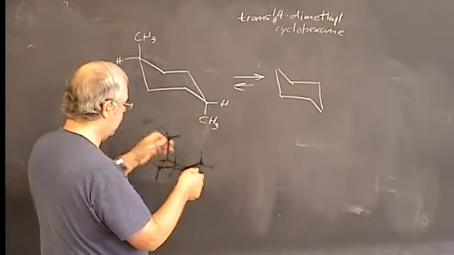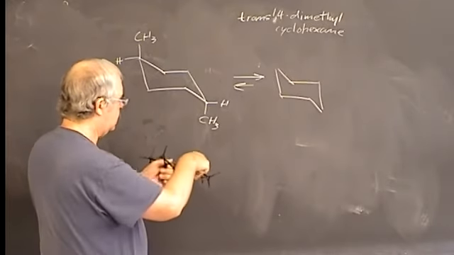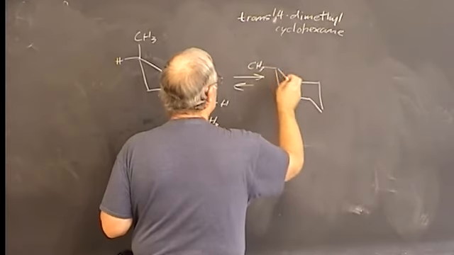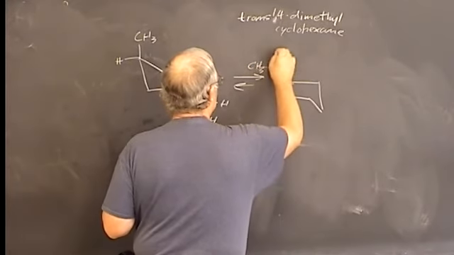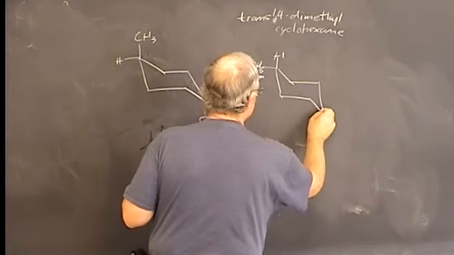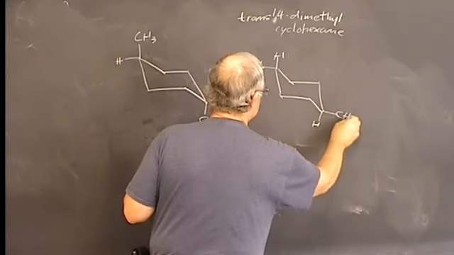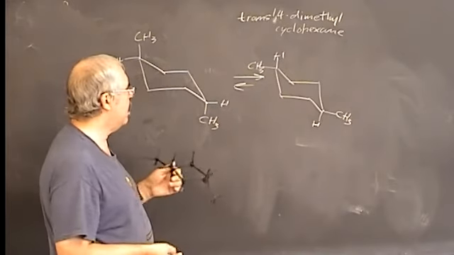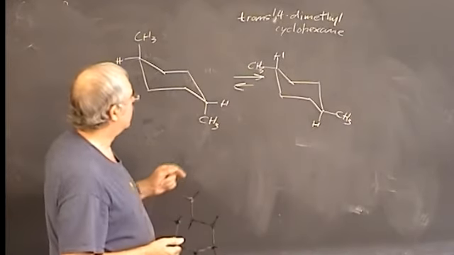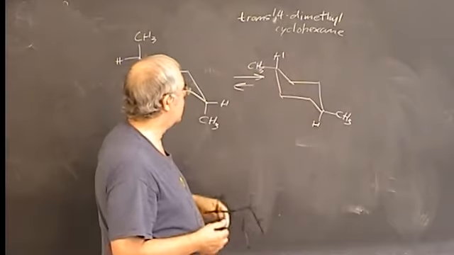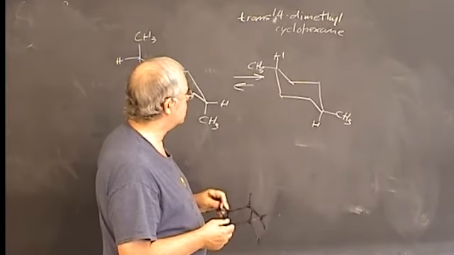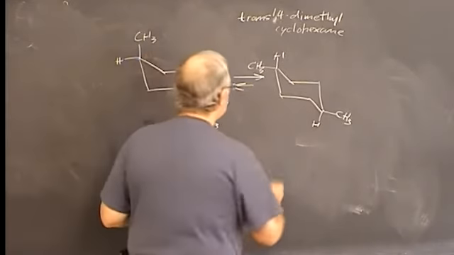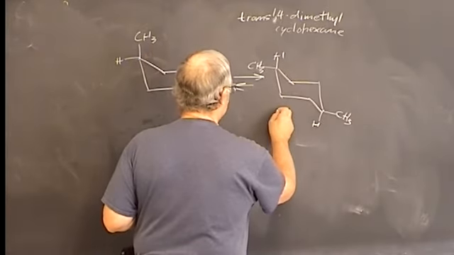Okay, if we do the ring flip, these now both become equatorial. Okay, it's still trans because I haven't broken or reformed any bonds. If you compare the hydrogens, I think it's more evident that this is the trans isomer. Okay, in this case, these are not the same energy. This one would be lower energy.